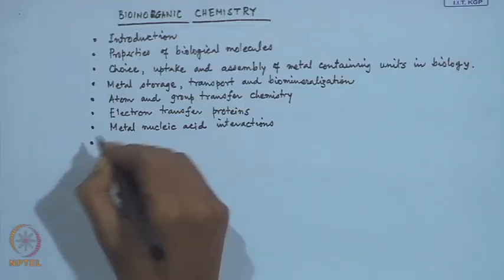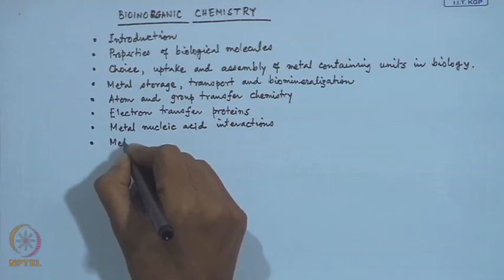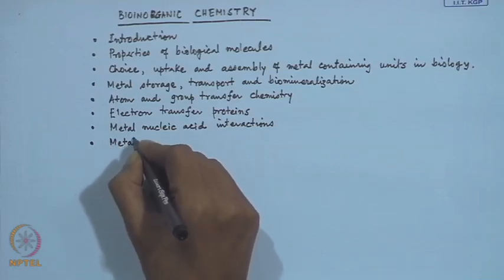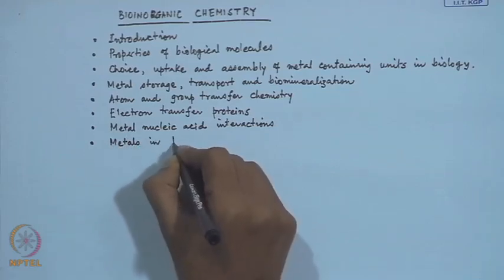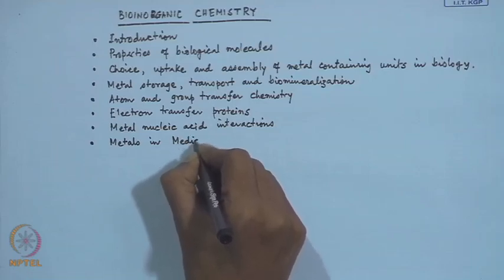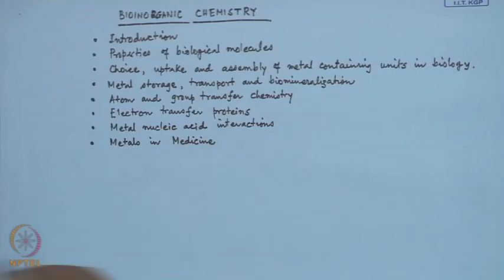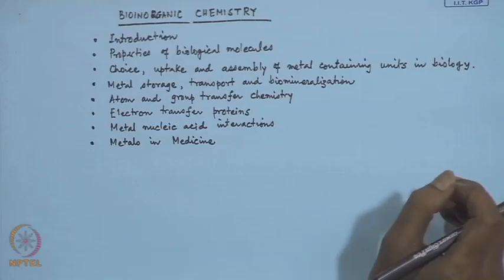And lastly, we will talk about the metals in medicine, which is very important, because some of these metal containing important compounds we can use as medicine. But before that, we should know a little bit about something where the metal center is directly involved in some of our diseases. Then only can we find out whether cisplatin is an anti-cancer molecule or not.